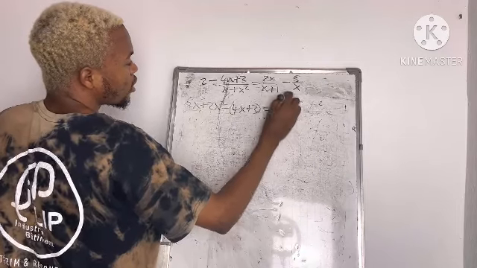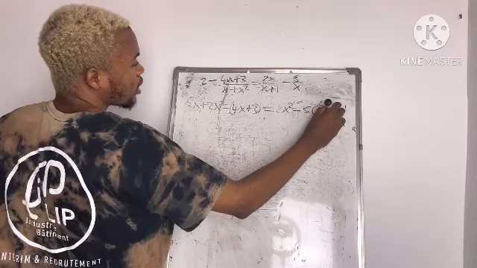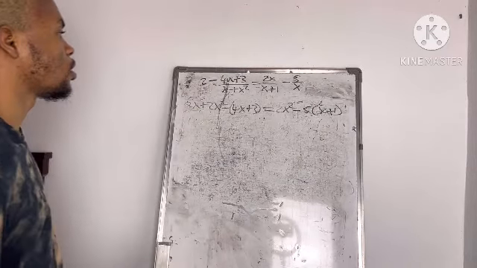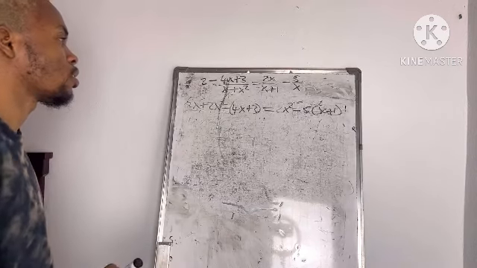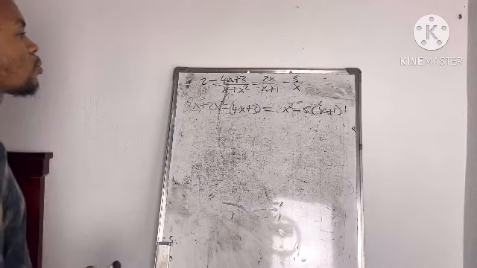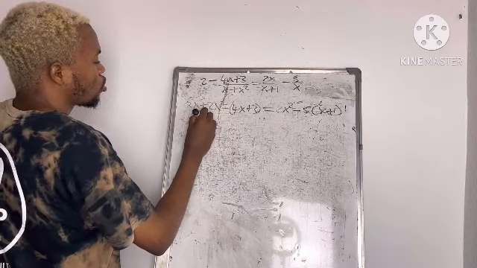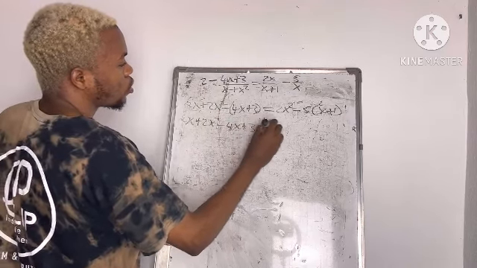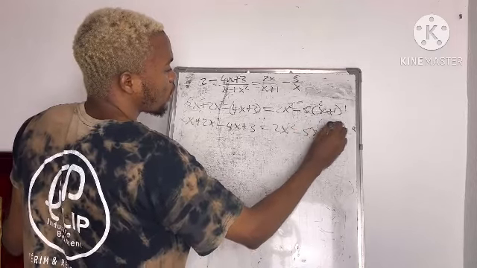2x squared minus 5 into x plus 1. The bottom will cancel out. X squared plus x will cancel out. You have 2x times x minus 5 into x plus 1. From here you have 2x plus 2x squared minus 4x plus 3 equal to 2x squared minus 5x minus 5.